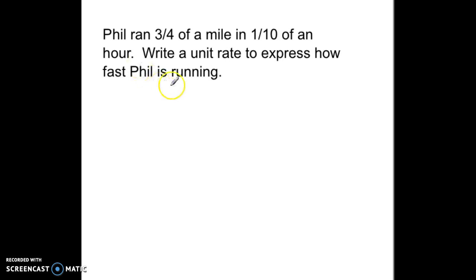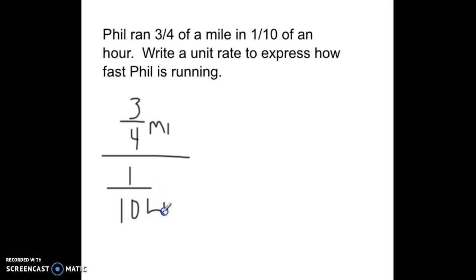Now as we look at our second one, Fast Phil ran 3/4 of a mile in 1/10 of an hour. Express that as a unit rate. So it's going to be 3/4 miles over 1/10 of an hour.